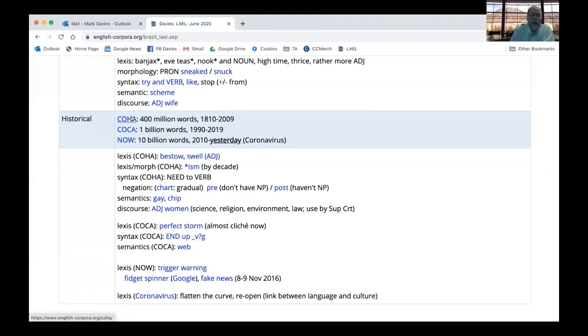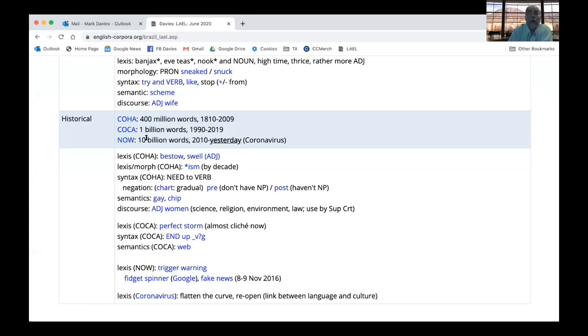Most of the data that I'm going to provide here comes from COHA, which is 400 million words from the last 200 years or so. This will be updated, going up through 2019 in about a month. COCA can also be used to look at very recent change, the last 30 years or so. And then the NOW corpus can be used to look at very, very recent change.